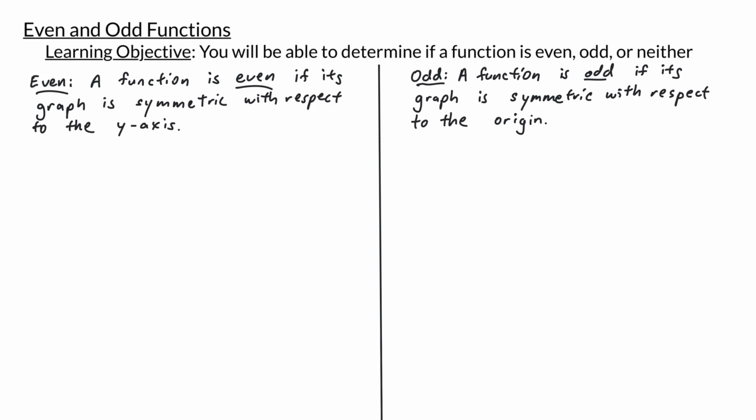looking at its formula. Let's start by looking at what makes a function even, and we'll do that by looking at a graph of something that is symmetric with respect to the y-axis. When we look at a graph that's symmetric with respect to the y-axis, if we take any point on the graph, if we look across the y-axis, we find a matching point on the other side.